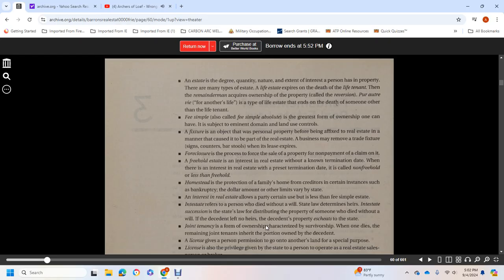Homestead protects family homes from creditors in certain instances such as bankruptcy. The dollar amount and other limits vary by state. Interest in real estate allows a party certain use but less than a fee simple estate. Intestate refers to a person who died without a will. State law determines heirs. Intestate succession is a state law distributing property of someone who died without a will. If the decedent left no heirs, then the decedent's property escheats to the state.